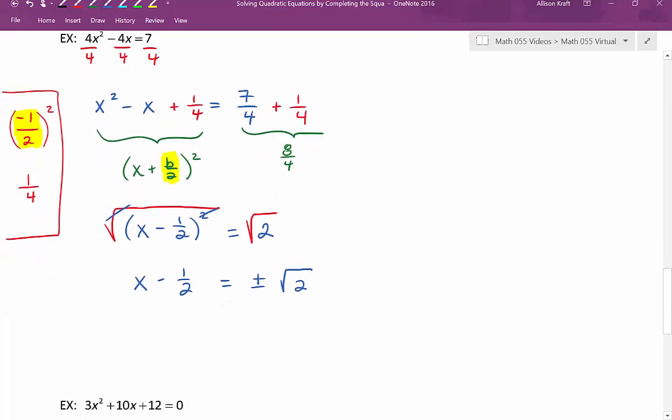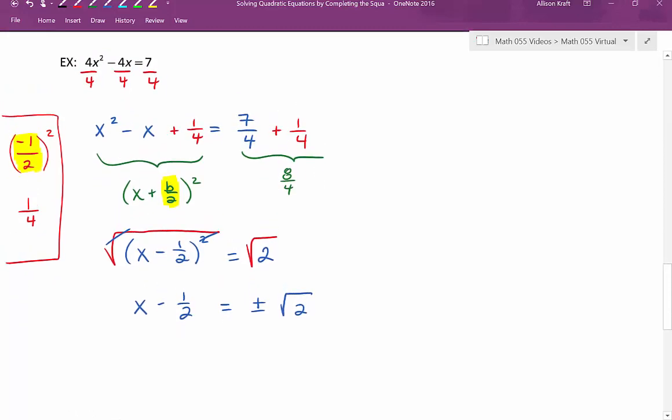We want to try to simplify the square root of 2. It doesn't. We got one more step to solve for x. We'll add 1/2 to both sides. We get a final answer of x equals 1/2 plus or minus the square root of 2.